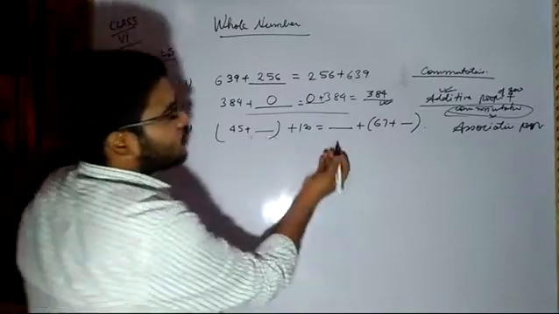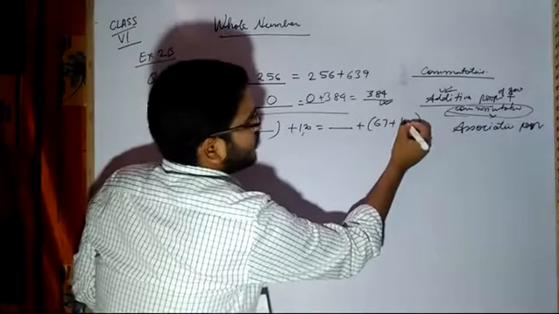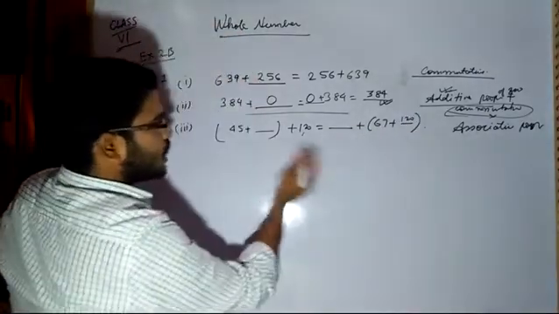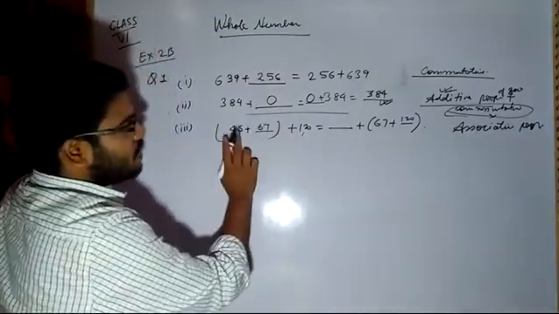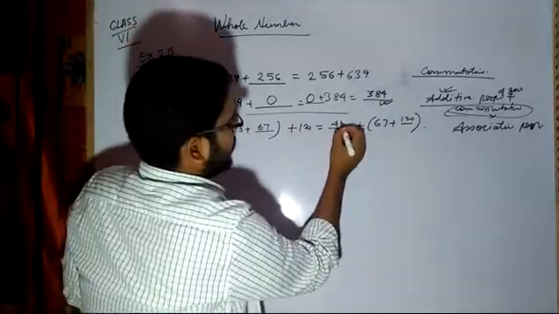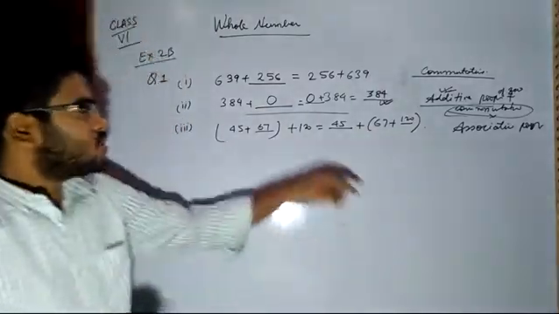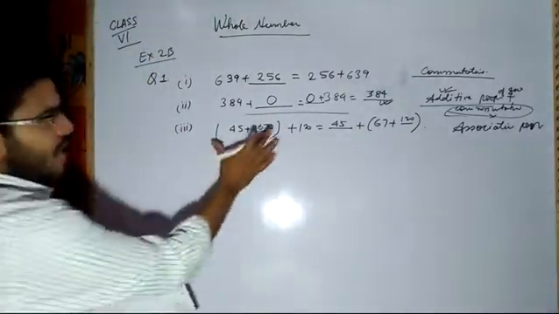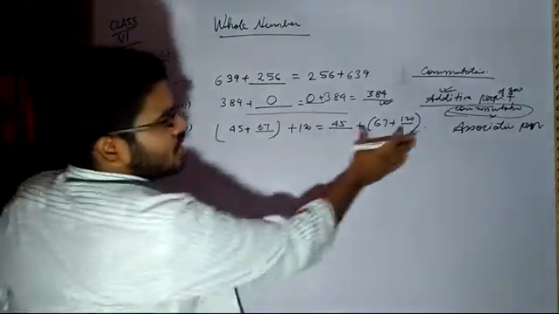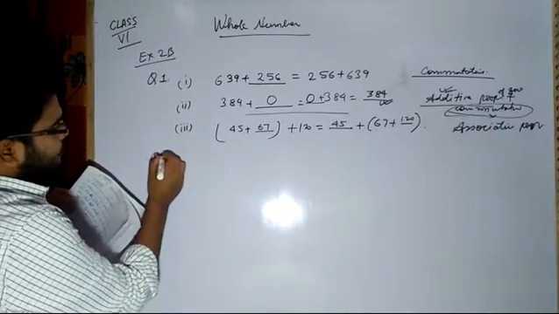Now 45 plus what number should come here? Here we are having the third number, 120. So obviously 120 will come here. First two terms, so here 67 will come. 45 plus 67 is equal to 120. And then we will be having 45 plus 67 plus 120. All the three numbers are the same. So associative property, and the bracket of first two together, last two together. Associativeness.